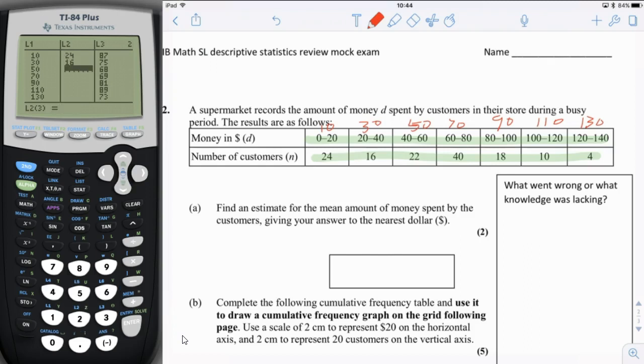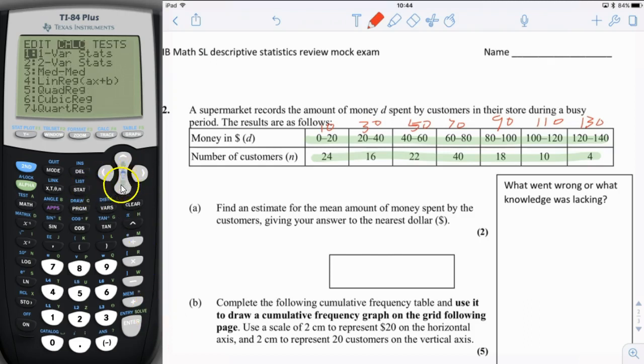24, 16, 22, 40. Why am I doing this? Well, this is the first step to figuring out an estimated mean or an estimated standard deviation. Why is it an estimated mean or an estimated standard deviation instead of the exact mean or standard deviation?